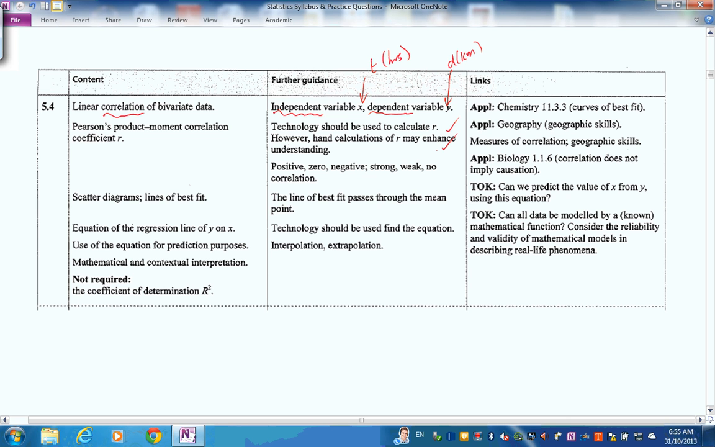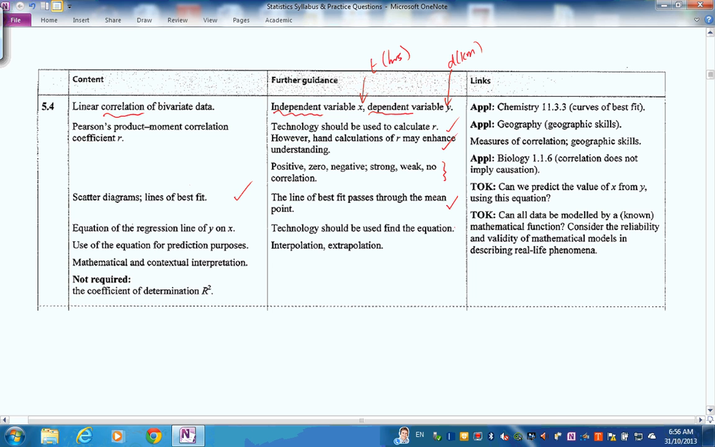We talked a little bit about calculations of r by hand, but to understand it, not required. All these, can you tell when there's a correlation which is positive, zero, negative, strong, weak, no correlation? Okay, scatter diagrams, lines of best fit, must go through the mean point, x bar, y bar, because that's a result of the formula, isn't it, for the least squares regression approach.